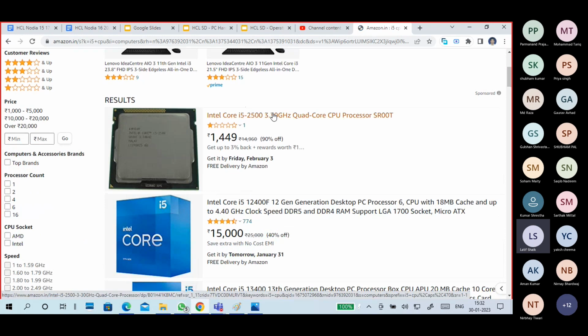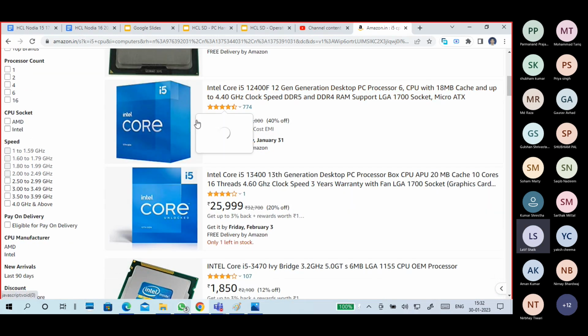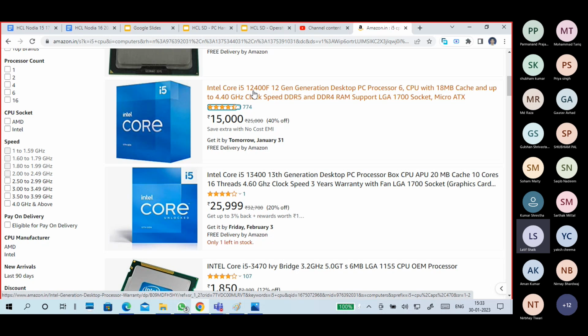So it is a processor. It is an i5-2500, meaning a second generation quad core processor. There are 12th generation processors, 13th generation processors. And not only the generation, guys, can you see their names.